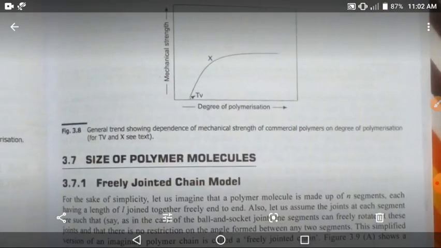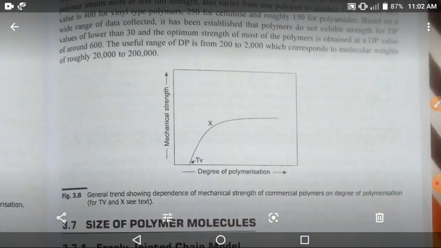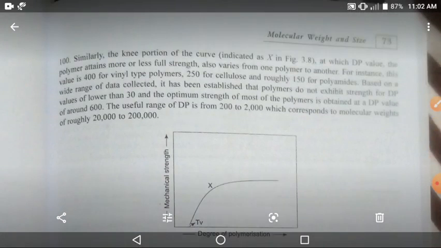Now look at figure 3.8. It shows mechanical strength versus degree of polymerization, with X and Y marked. The general trend shows the dependence of mechanical strength of chemical polymers on degree of polymerization, on a molecular weight and size basis. Similarly, the knee portion of the curve is indicated, as shown in figure 3.8.